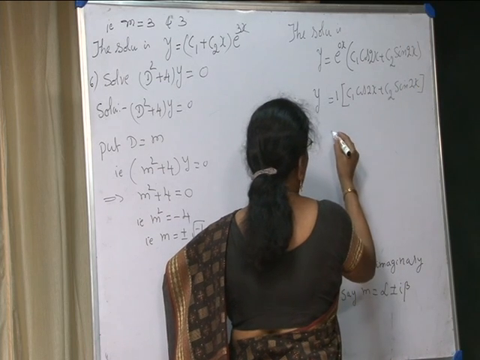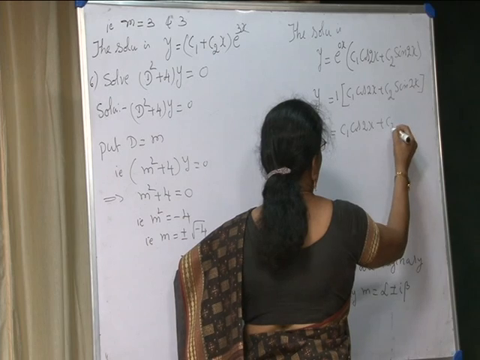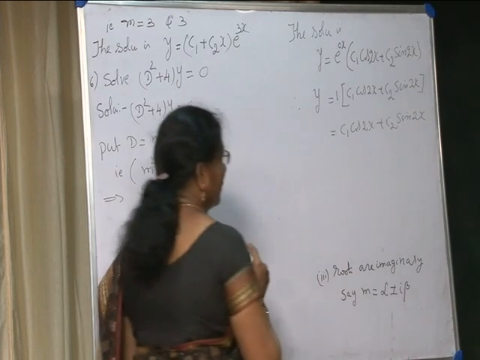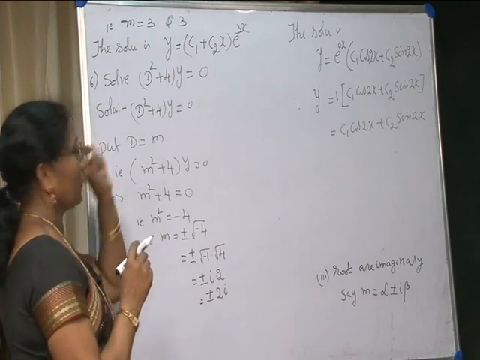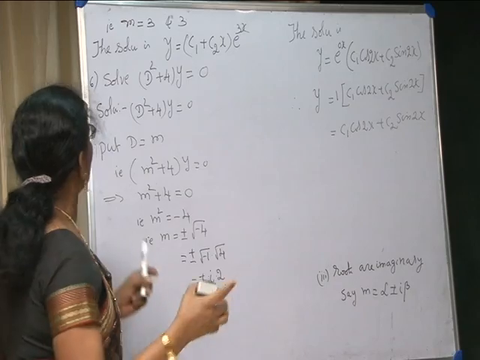If you want, you can write this as c1 cos 2x plus c2 sin 2x. So, when the roots are imaginary, this is the solution of the given differential equation. Now, we will go to the next.